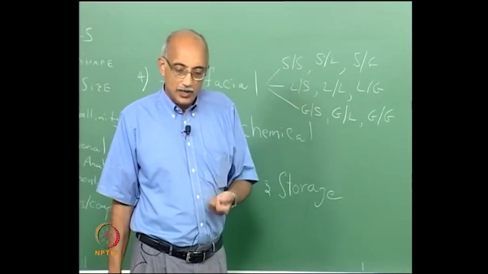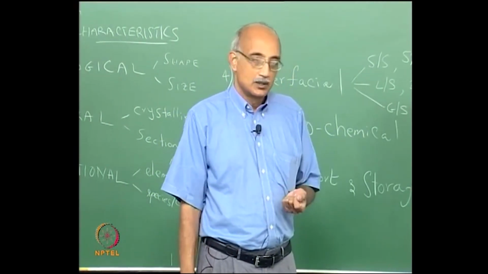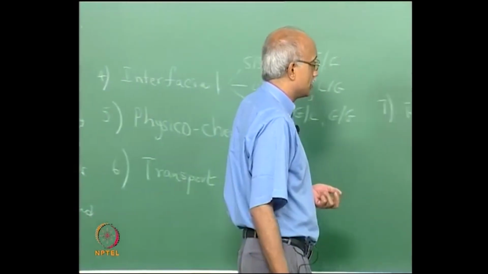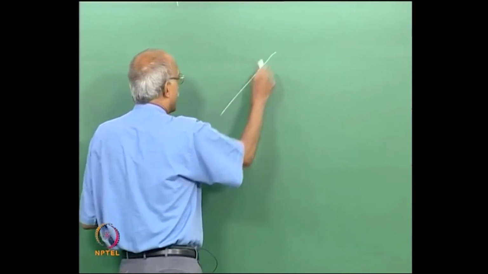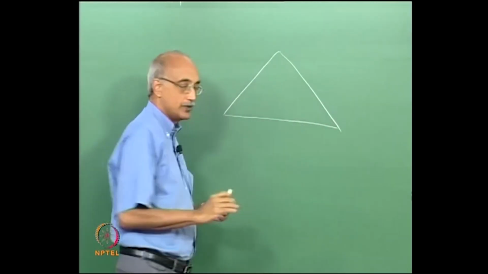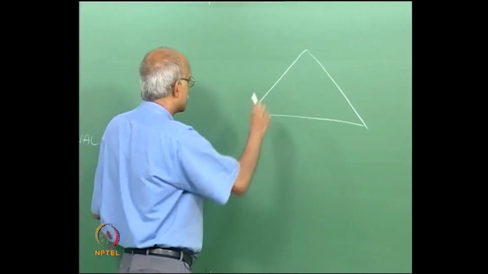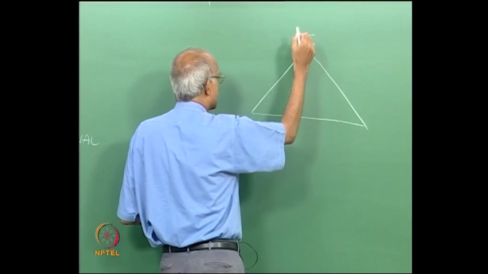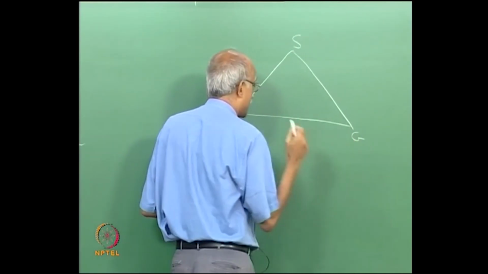Is it possible to have a gaseous particle? What do we mean by that? Well, there is an interesting way to look at this. You can represent interfacial behavior in this triangular graph. Let us call one of the vertices solid, let us call this liquid, let us call this gas.